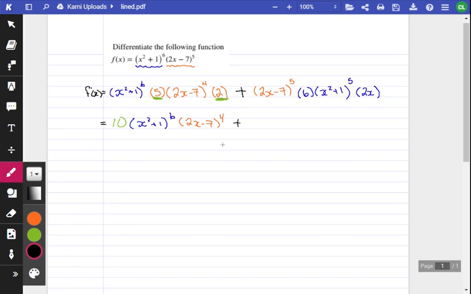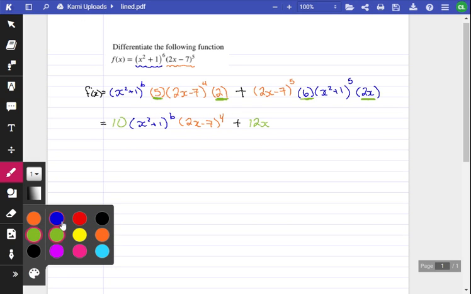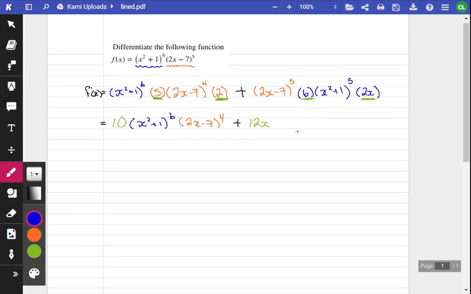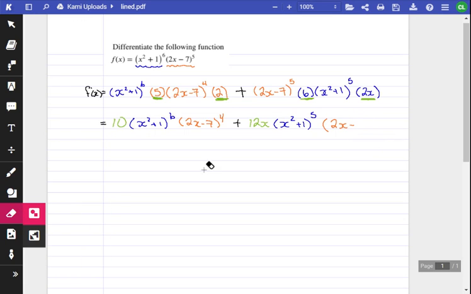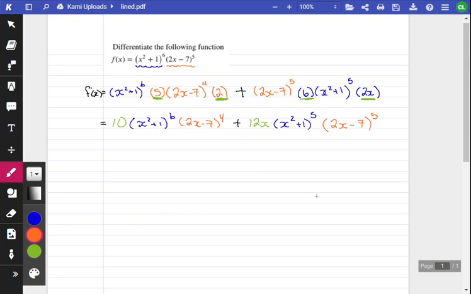Now we're going to do that same thing on the other side. We're going to find our monomials. So we have a 6 and a 2x. On this side, I have 12x. And then we're going to keep everything else the same. So I have (x squared plus 1) to the 5, and (2x minus 7) to the power of 5. Because this is multiplying, it doesn't matter what order I write these in. I'm just doing that so that we can see the factoring a little easier when we get to that step.